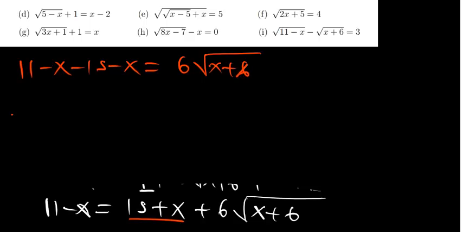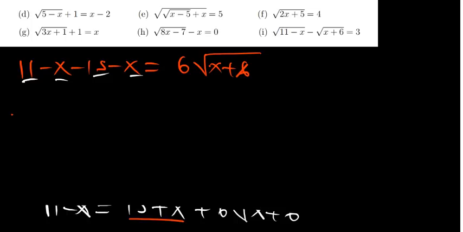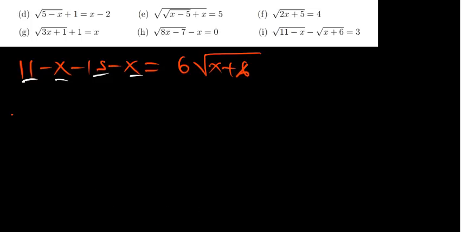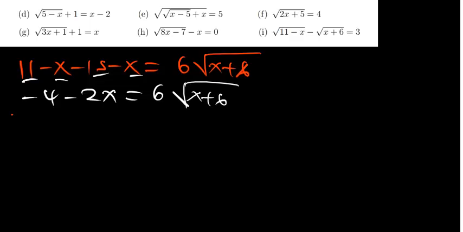Now I can add these two. This and this can be added. This and this can be added. So I can get rid of this. I'm going to have 11 minus 15 is going to give me minus 4. Then negative x minus x is going to give me negative 2x, is equal to 6 root of x plus 6. Now I can clearly see that I only have one square root. I can now square to remove the square root.